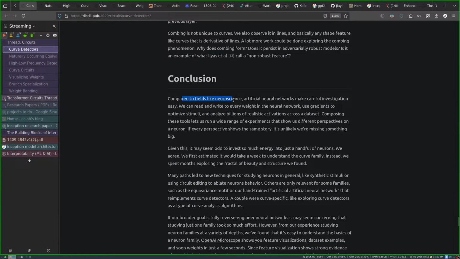Fields like neuroscience and artificial neural networks make careful investigation easy. That is true. We can read and write every weight of the neural network, use gradients to optimize stimuli, and analyze billions of realistic activations across datasets. Composing these tools lets us run a wide range of experiments that show us different perspectives on a neuron. If every perspective shows us the same story, it is unlikely we are missing something big.